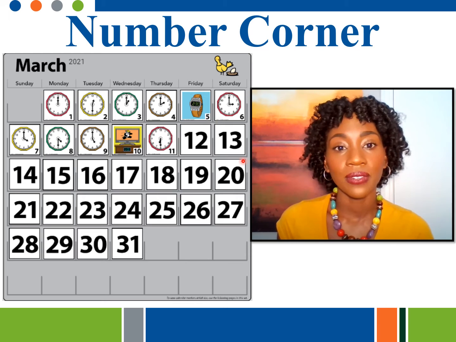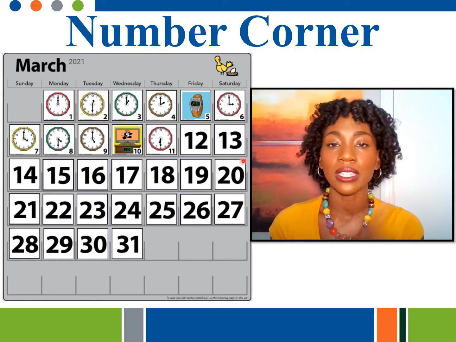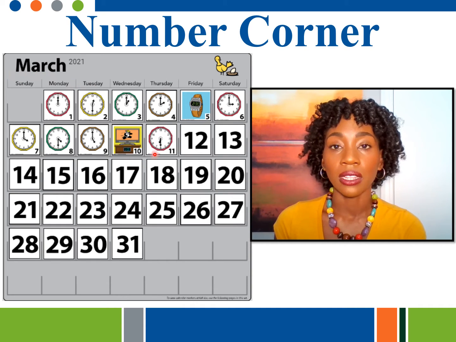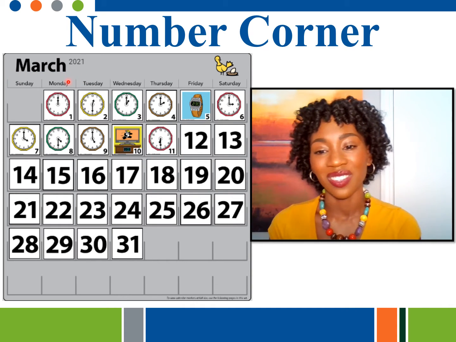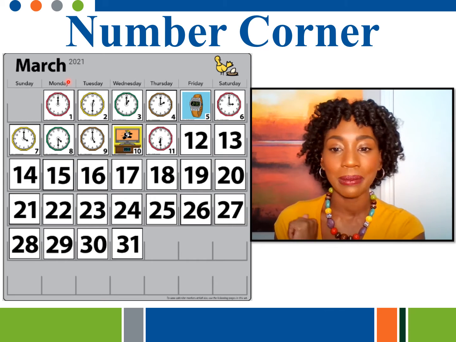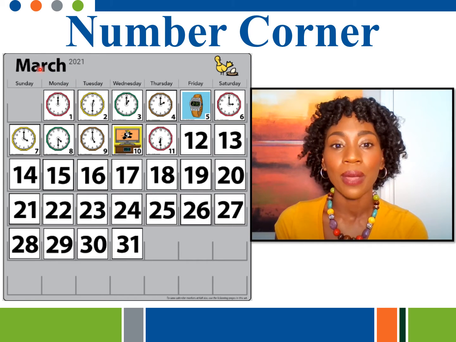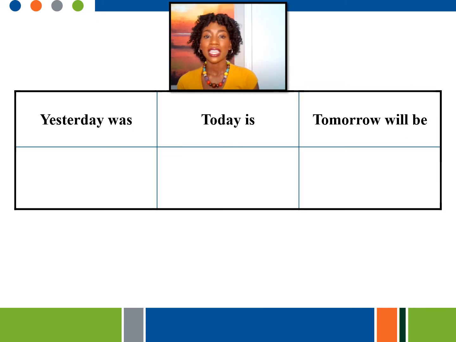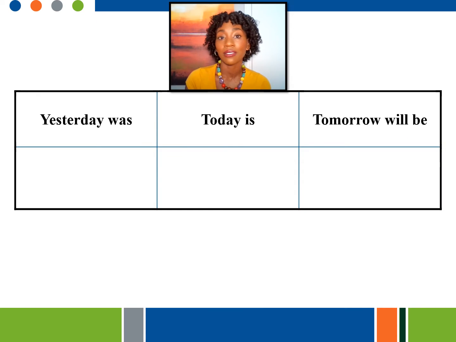So my first grade friends, we know whenever we say our date, we start with the day of the week, and today is Thursday, March the 11th, 2021. And we're going to say that one more time together. Today is Thursday, March the 11th, 2021. Now, let's go ahead and say our days of the week together.